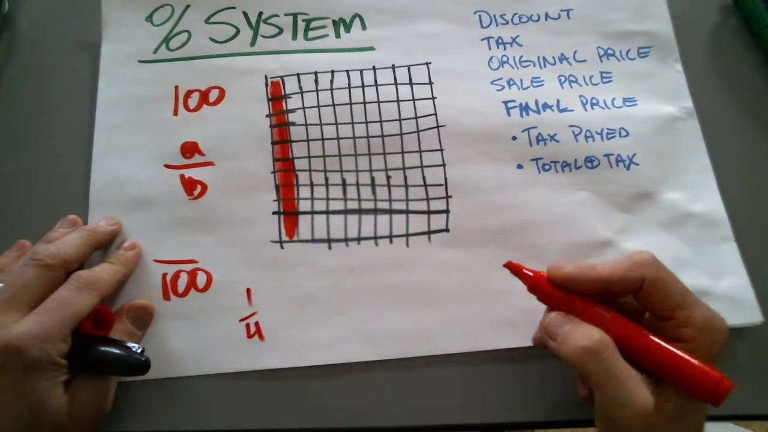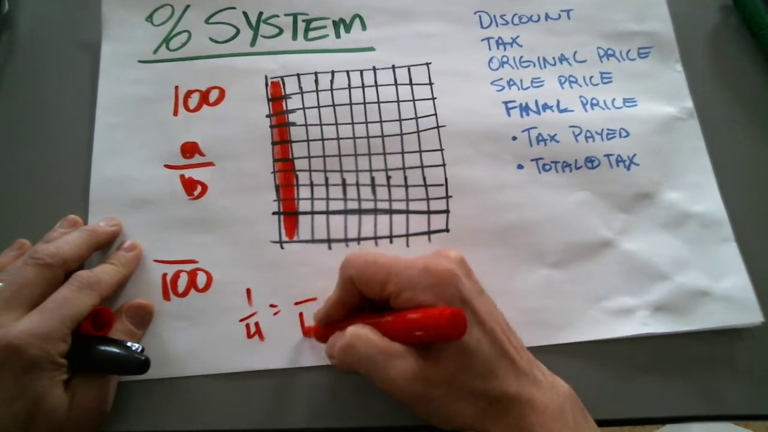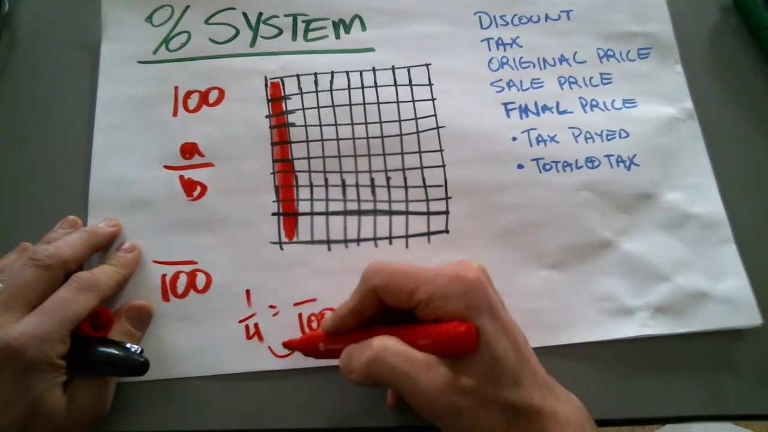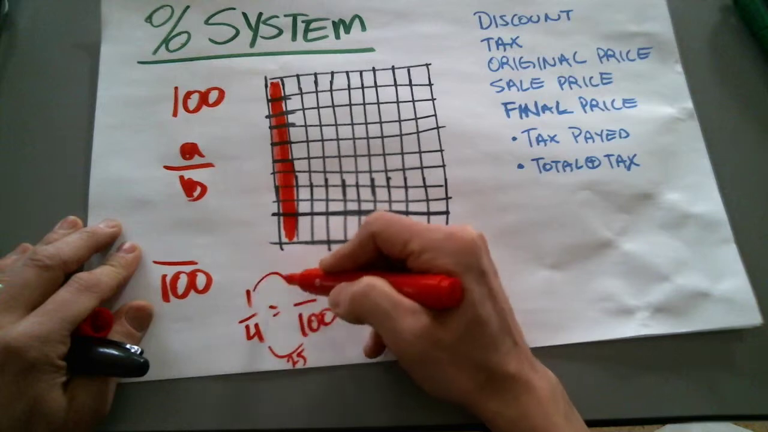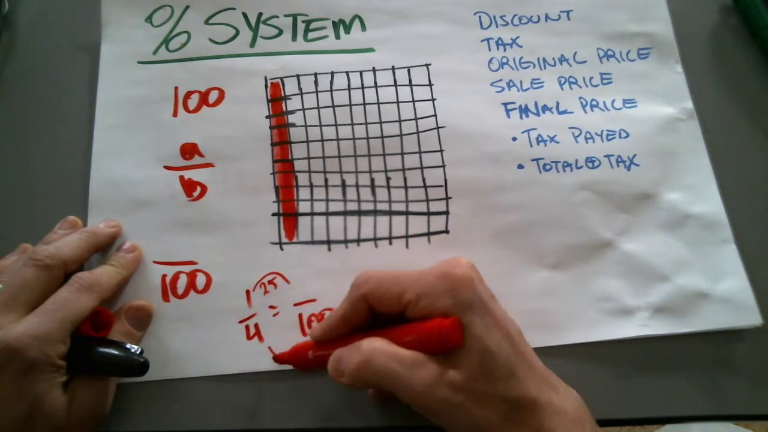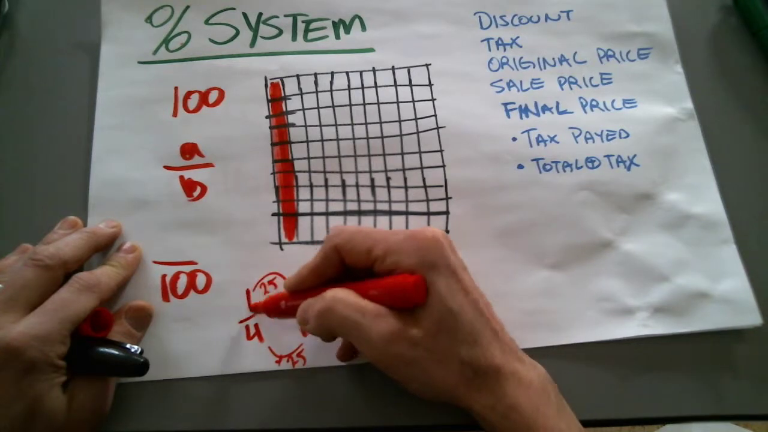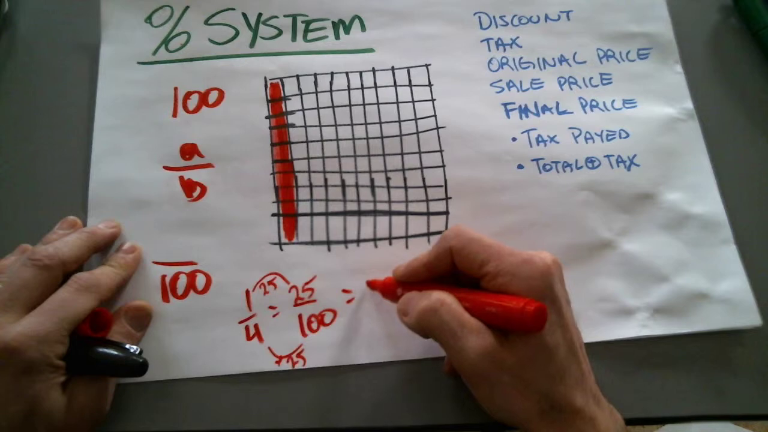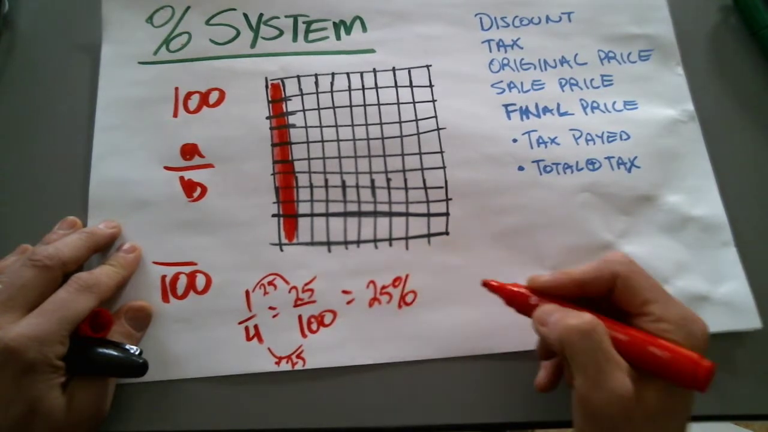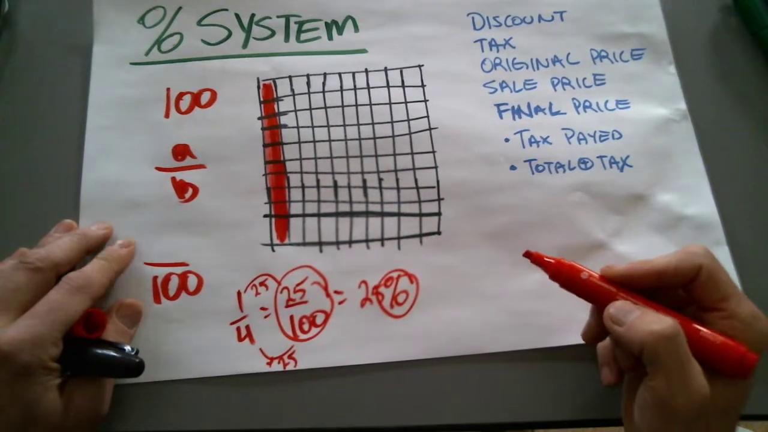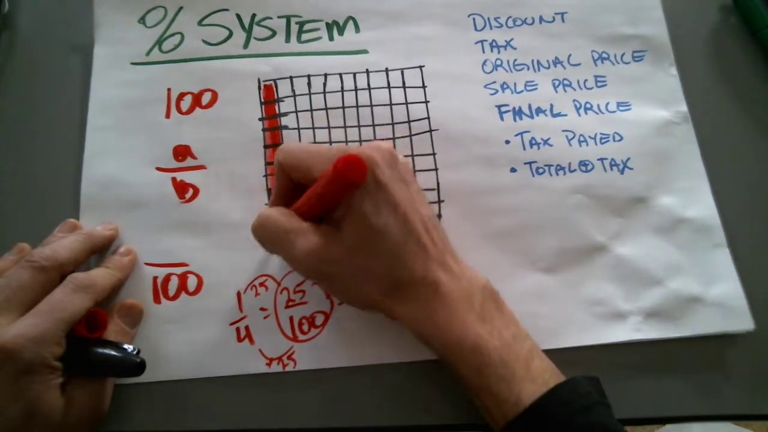Right? What would that be equivalent to out of 100? Well, this is just fractions. If I multiply that by 25 and I multiply this by 25, that's how 4 becomes 100. 4 times 25 gives me 100. What I do to the top, I do to the bottom. Gives me 25 out of 100, or 25%. This is a representation of this in an easier to manage way.